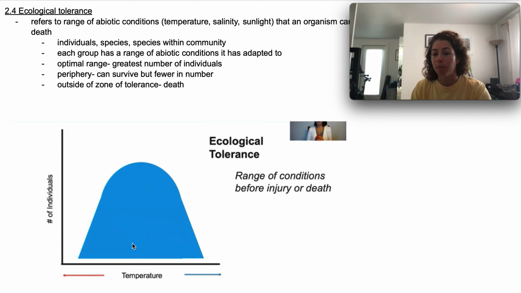And we can sub out temperature with any environmental gradient, and it's going to have some sort of impact. So while this individual survives best in the middle of whatever the environmental gradient is, it can survive on either end, but just at a lesser number. In the periphery, it can survive fewer, but you have an increased number of deaths. And then outside of that zone of tolerance, they're unable to survive.